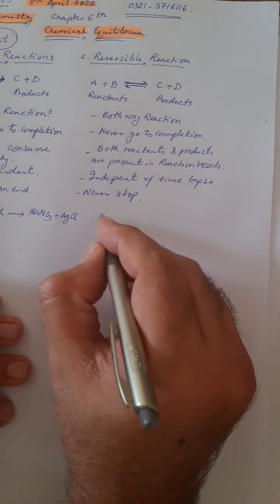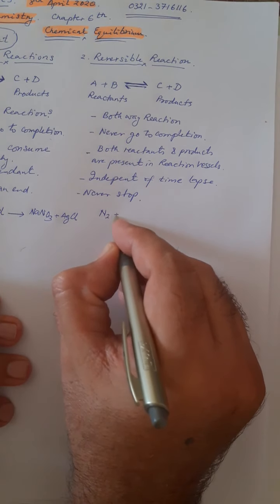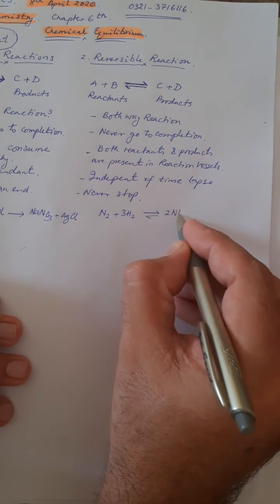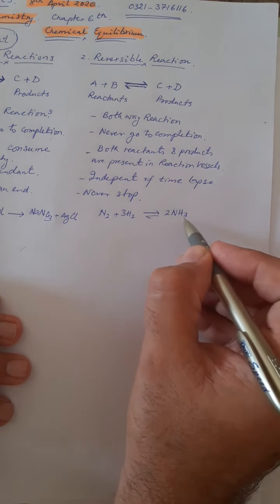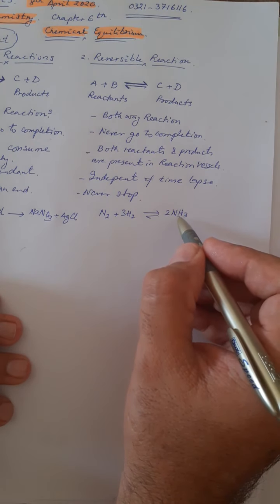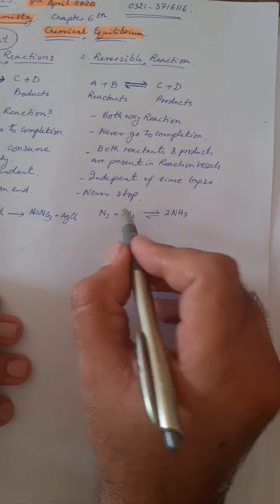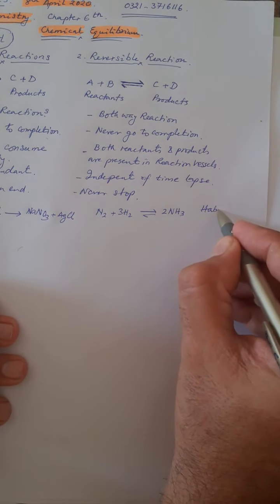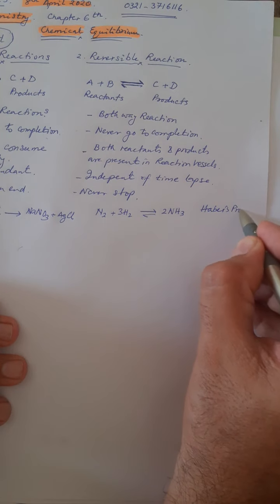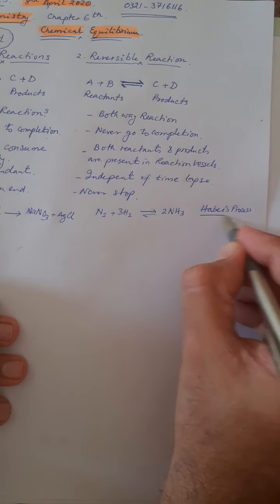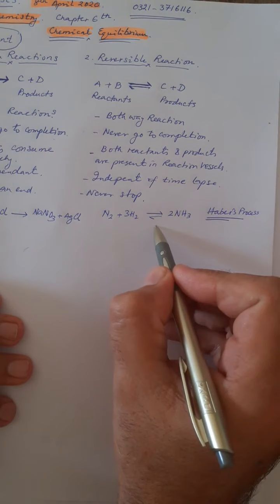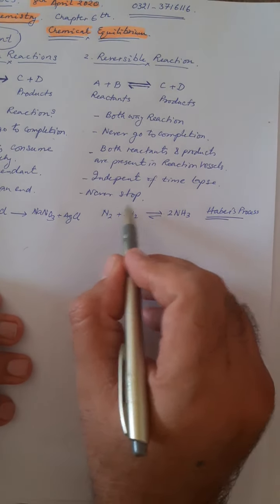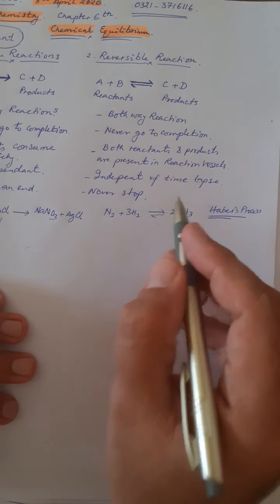For example, nitrogen reacts with hydrogen to form ammonia gas. Now, ammonia gas is used to make cosmetics, and it is reversible. This reaction was done by Haber, so it is called Haber's process. Now, Haber's process is a reversible reaction, which means ammonia can break down to give you these things. This is a reversible reaction, a very famous one.